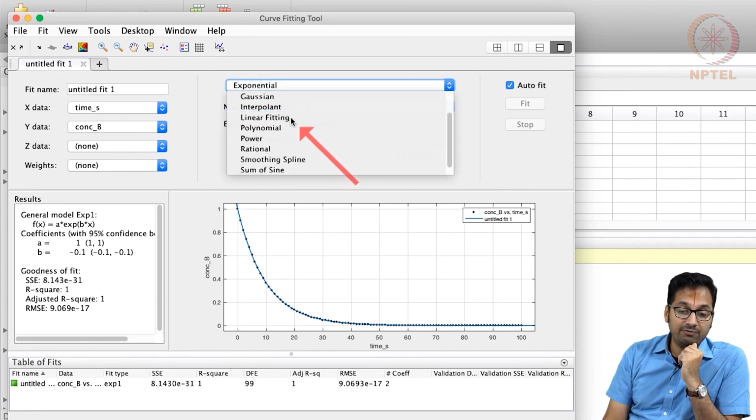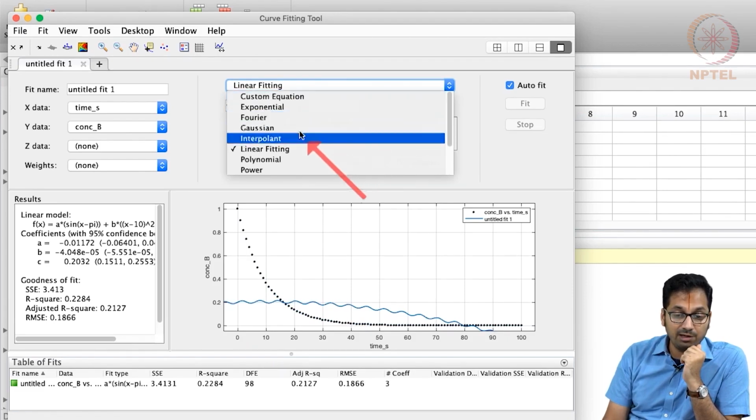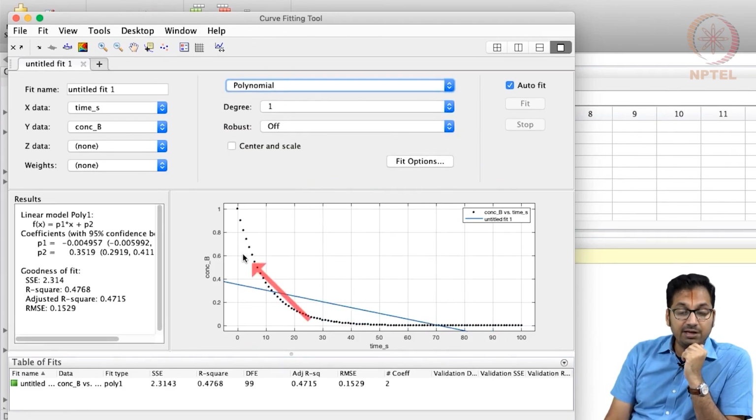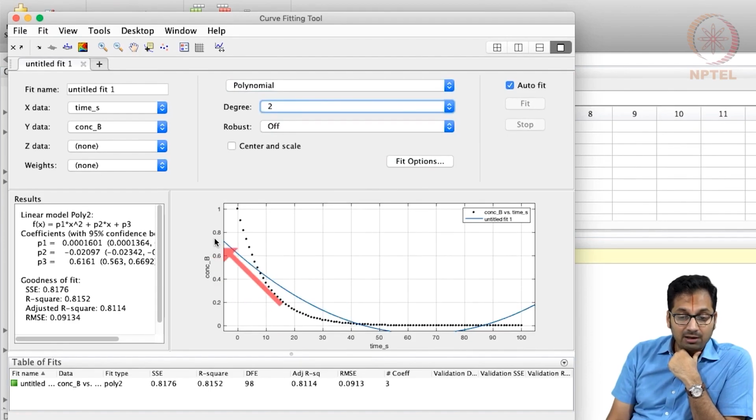You can do a simple linear fit and see that the fitting is bad. Actually, this is not even a linear fit. Let's go to polynomial, and then let's say the degree of the polynomial is 1. You realize that the fit is extremely poor. Let's try to see how a second order polynomial works. Okay, the R square improves from 0.47.